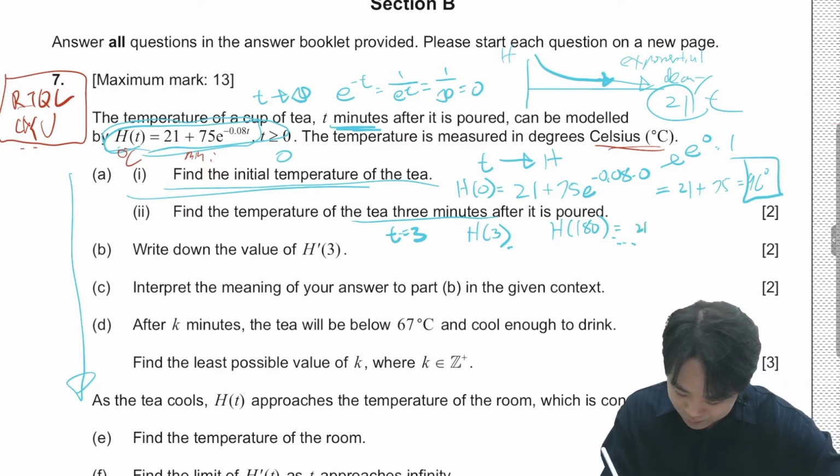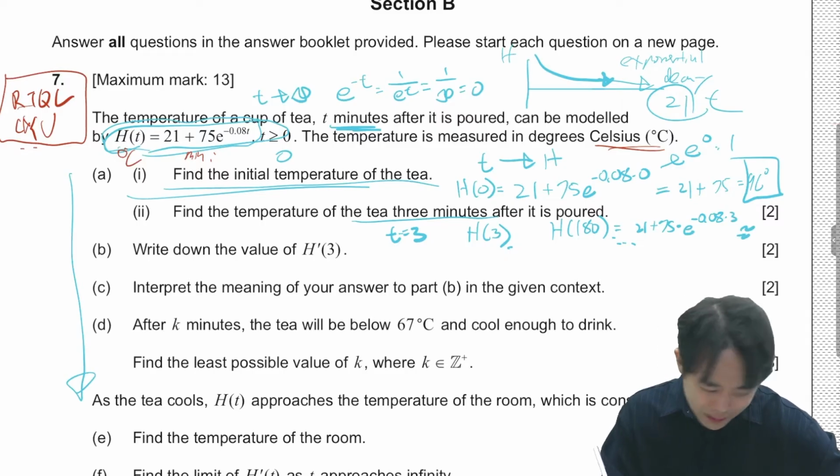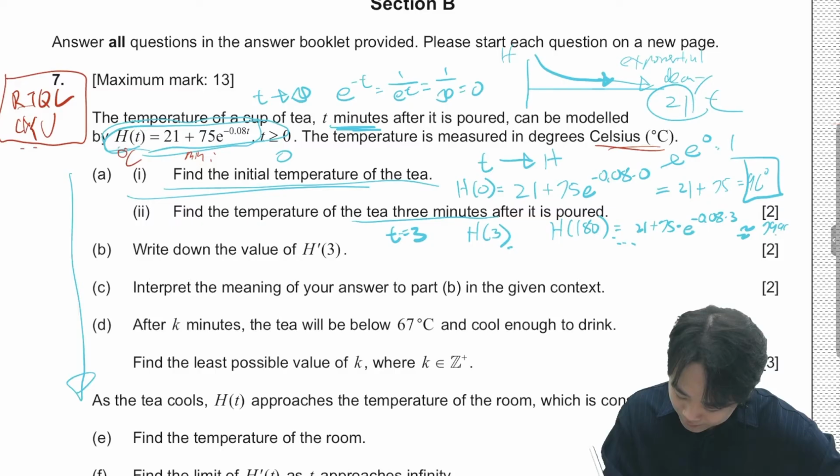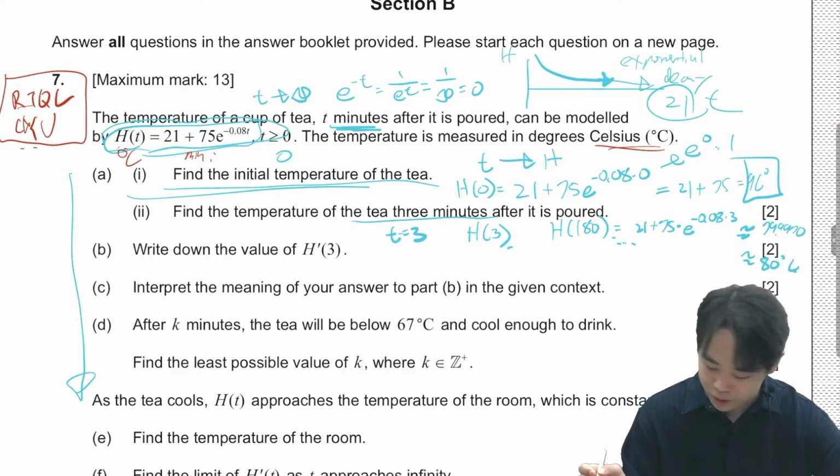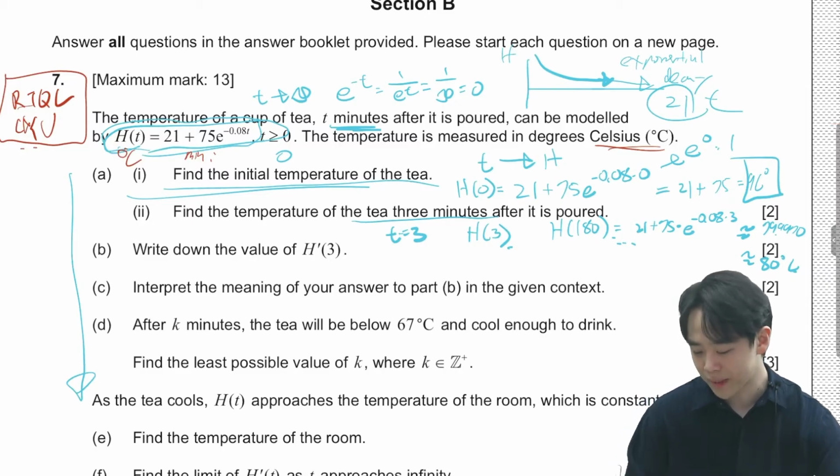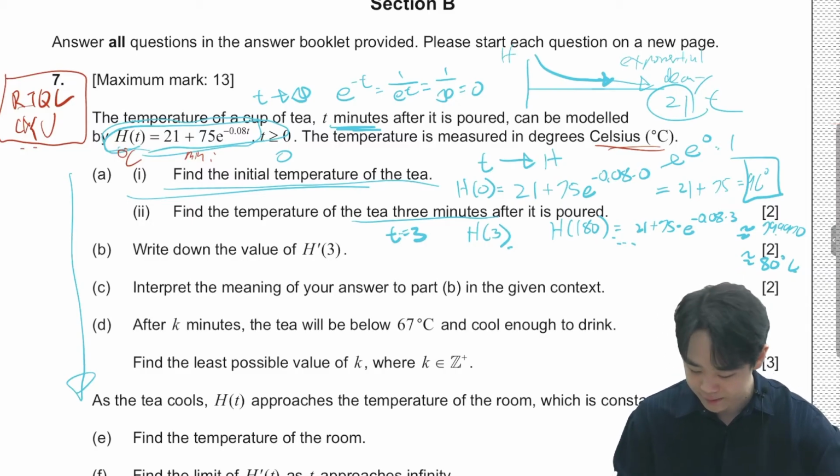So we have 21 plus 75 times e to the power of minus 0.08 times 3. That should give you somewhere around 79.9970, which is roughly 80. So our temperature after 3 minutes is 80 degrees Celsius.